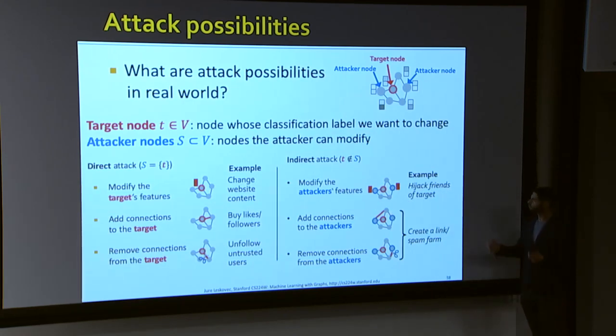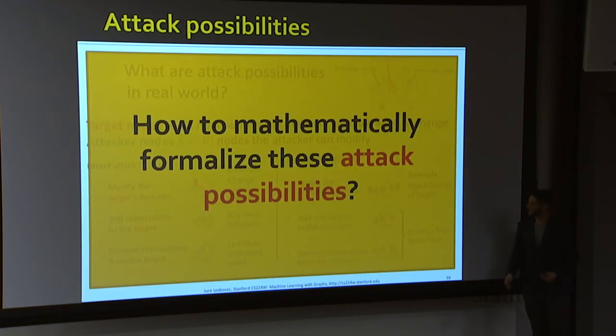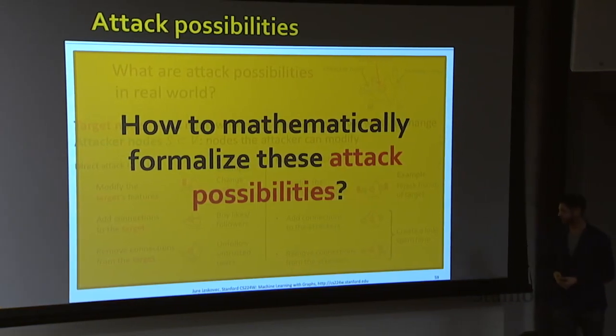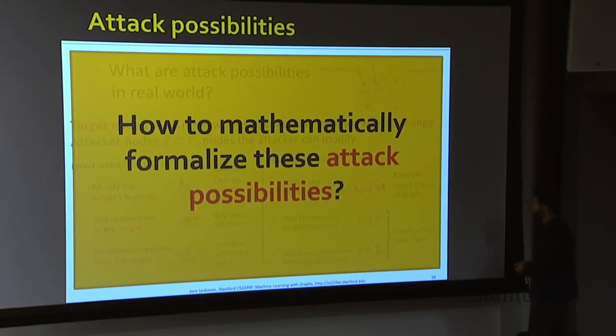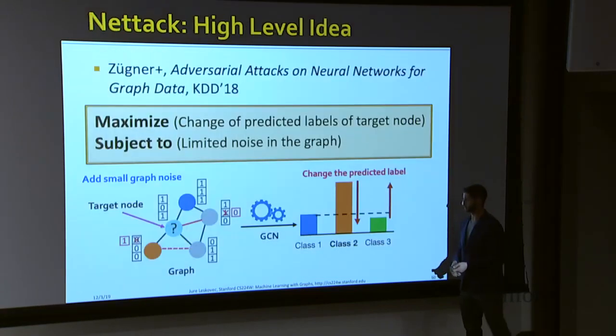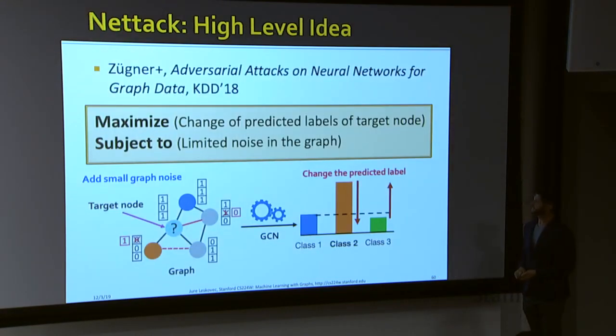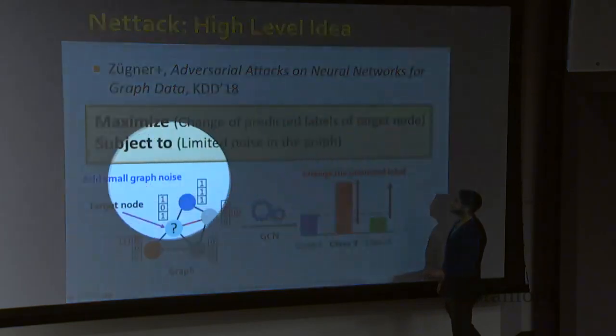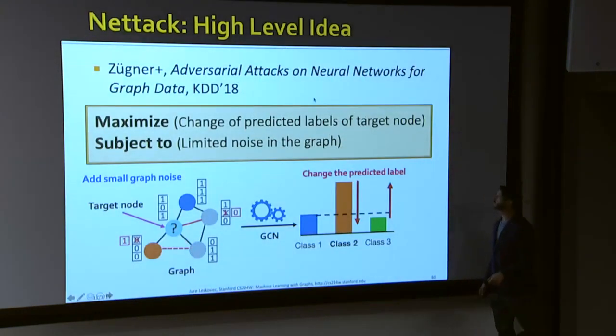Okay. So now that we have all these different tunable knobs, how can we turn this into a mathematical model, and how can we show how powerful these attack possibilities are? Let's start from the very high-level idea, which is similar to the question that I received at the beginning. What we want to do is maximize the change of the predicted labels of target nodes.